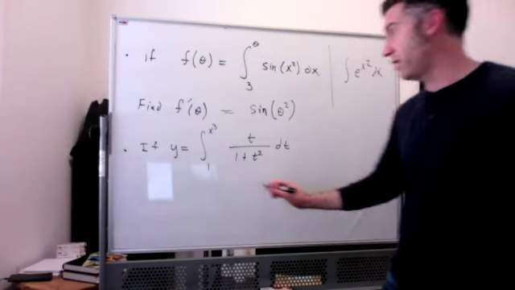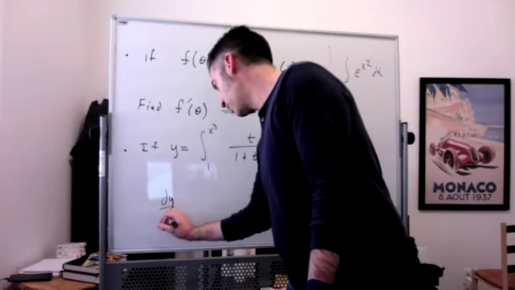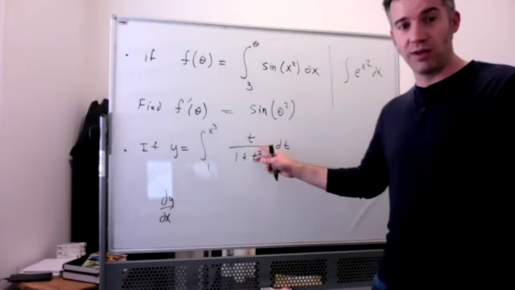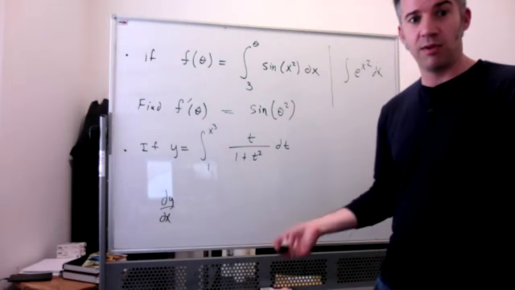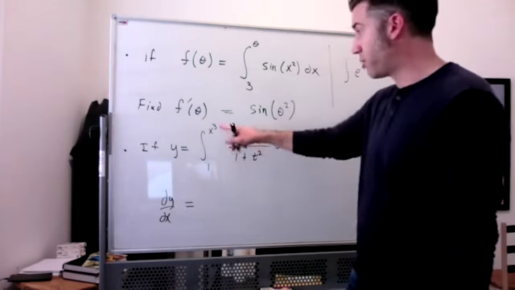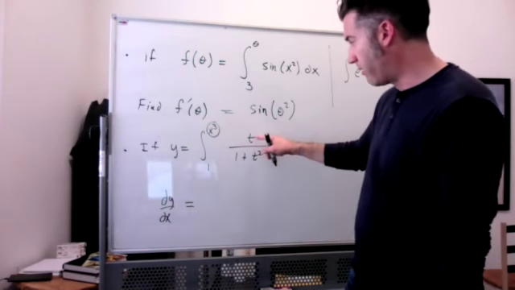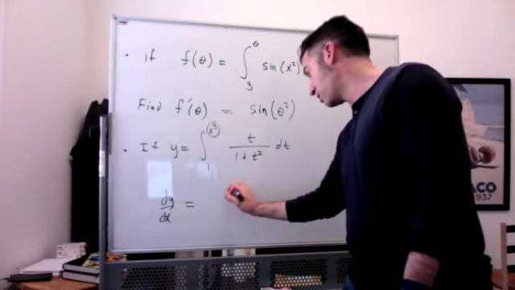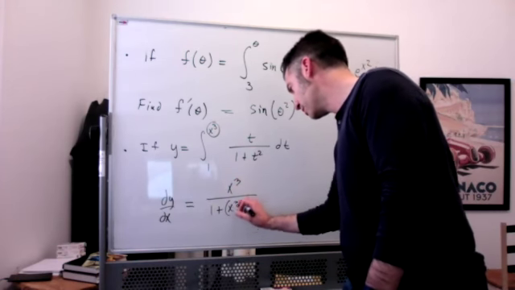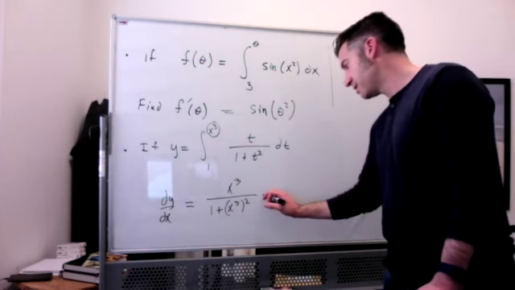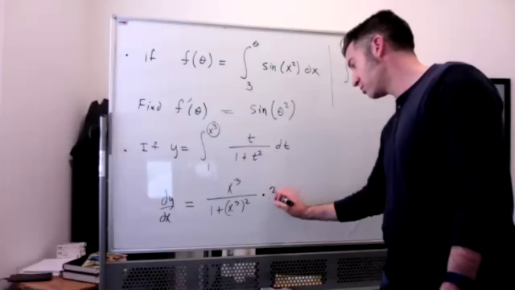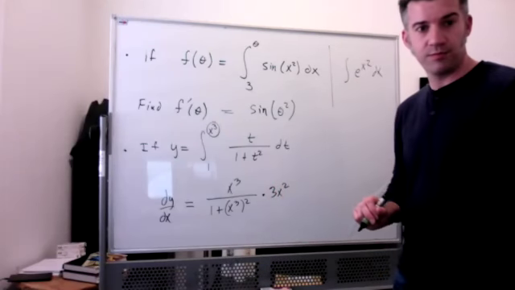But again, if I'm trying to find dy dx, actually I will show you the antiderivative of this and we'll talk about it. But the short way to do this would be the following. I'm plugging in x cubed wherever I see a t. So it's going to be x cubed over 1 plus x cubed squared times the derivative of x cubed, which is 3x squared.